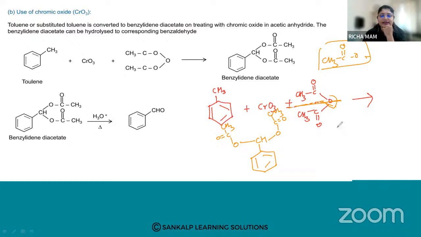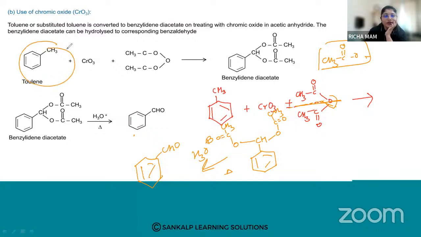Now this benzylidene diacetate will undergo hydrolysis, and it will be converted into aldehyde. So this is another way we can prepare aromatic aldehyde from aromatic hydrocarbon.